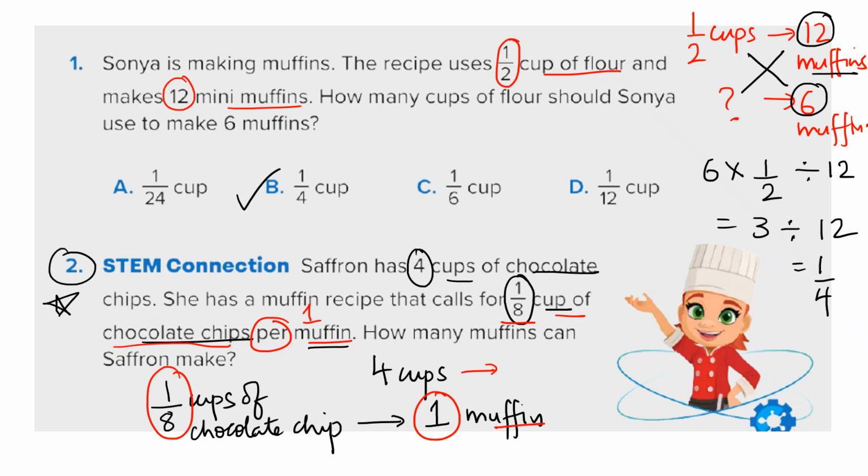Now we need to know how many muffins she can make if she has 4 cups. So again, I will use the same logic. I will do multiplication. So 4 multiplied by 1 is 4 and we divide it with 1 over 8. So how will we get answer? Change division to multiplication, take reciprocal, means numerator goes up, denominator goes down. 8 goes up, 1 comes down. So 4 times 8. So what is your answer? 8 multiplied by 4, that will give you 32. So how many muffins this girl can make? 32 muffins Saffron can make. This is how you solve the question.